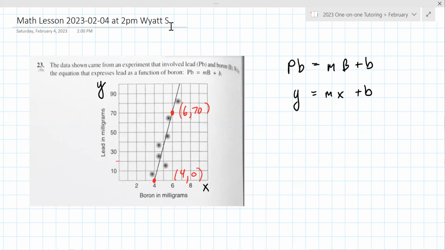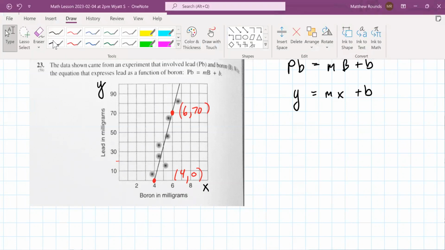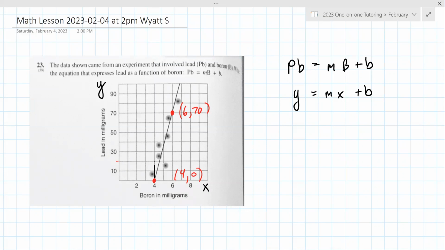Now you can use the slope formula, or you can just find the rise over the run. Because you have the graph, I would just do rise over run. Like you're going up 70, right 2. So your slope is 70 over 2, or 35. So now we've got thing one, y equals 35x plus b. And we're more comfortable working with y and x than with PB and big B, so go with this for now. We're going to back substitute those at the end.